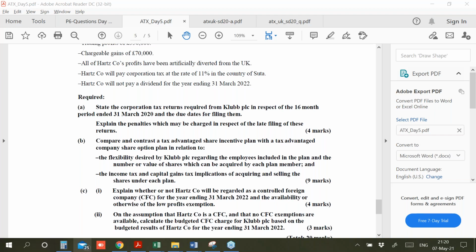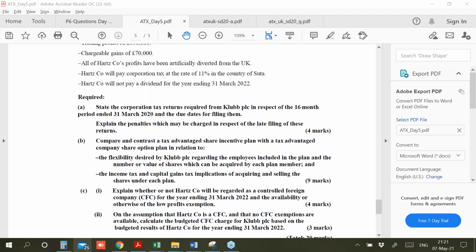Okay, fine. The income tax and capital gains tax implications of acquiring and selling the shares under each plan. So I also have to tell what the income tax and CGT implications of acquiring are. We did a question in yesterday's lecture or a day before about the share option plan in which there was an EMI, and I told you that for approved share option schemes there are no tax implications on grant date and even on exercise date.